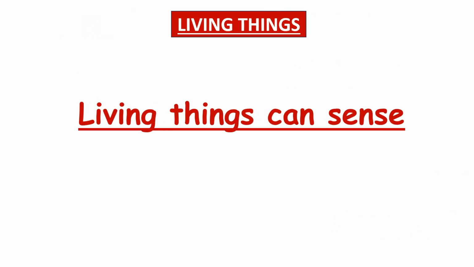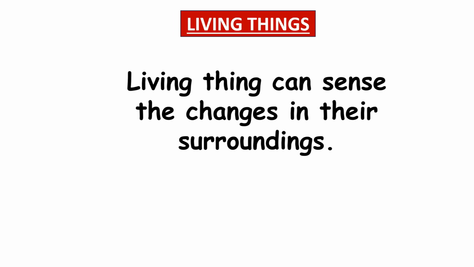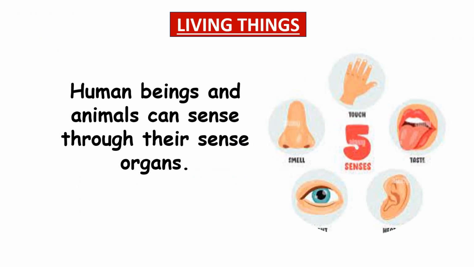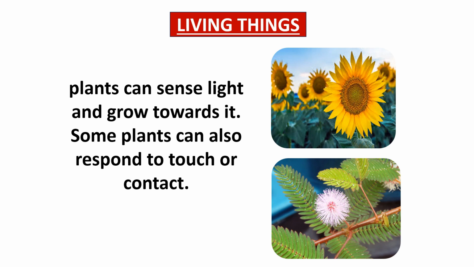Living things can sense. Living things can sense the changes in their surroundings. Human beings and animals can sense through their sense organs. Plants can sense light and grow towards it. Some plants can also respond to touch or contact.